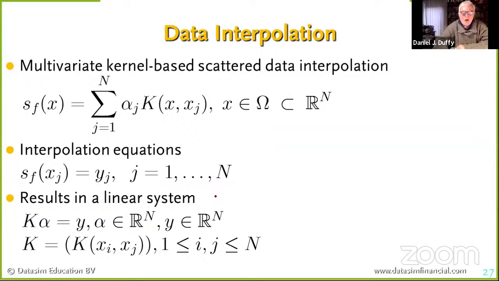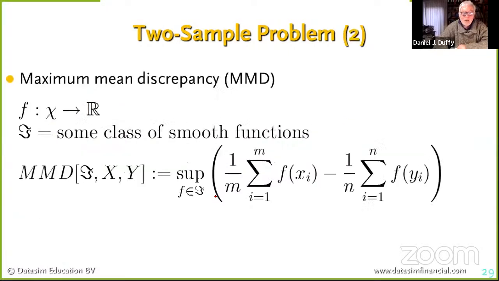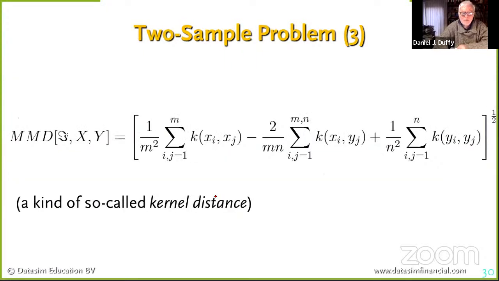Okay, so data interpolation is something similar. Again, you arrive at a linear system for data interpolation with the kernels. We've got the two sample problem basically. This is a Kolmogorov-Smirnov kind of idea. You've got two observations, and you want to know if the two are the same. So you have a biased maximum mean discrepancy. You can actually compute it, and you've got the kernel distance here.